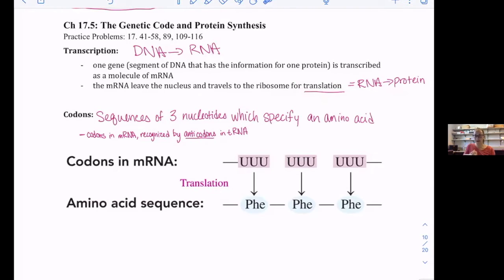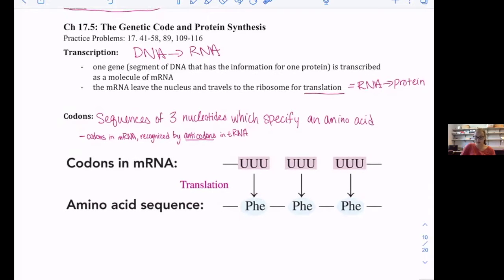So going from RNA, which is a nucleic acid, to protein, which is an amino acid, these are very different structurally, and we have to have a way to convert or translate between the two. And the way that we do this is through codons. So codons are sequences of 3 nucleotides which specify an amino acid. So for example, having those three nucleotides in a row codes to say you need a phenylalanine.